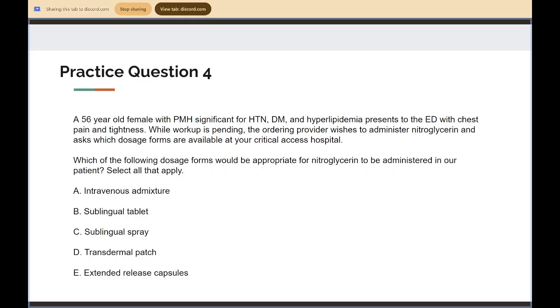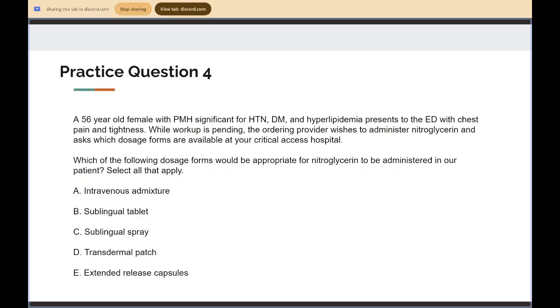All right. Anyone else? So let's talk about this one. The correct answer choices are going to be A, B, and C. Now, all five are dosage forms for nitroglycerin.